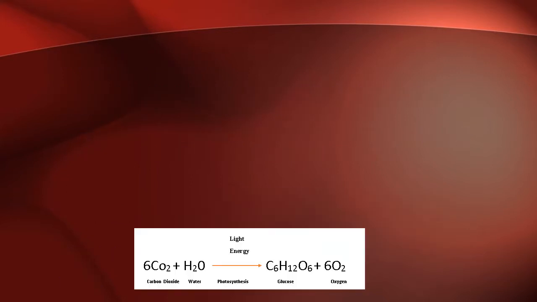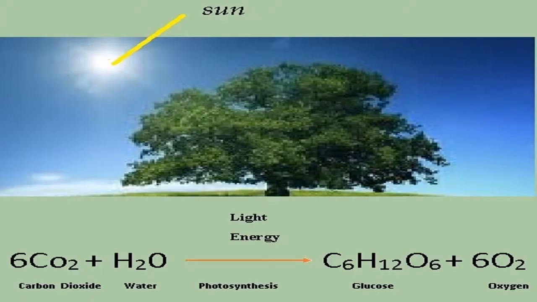So here again, green plants utilize carbon dioxide from the environment and water from the root, and in the presence of light energy they make food known as glucose, and oxygen is released. This process is known as photosynthesis. So here's the green plant, and it is using sunlight and producing glucose by using carbon dioxide and water.